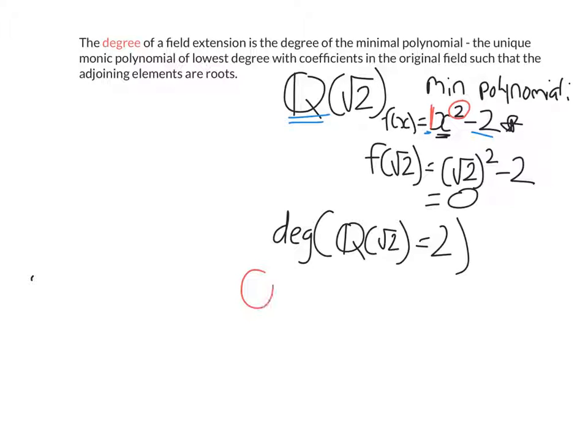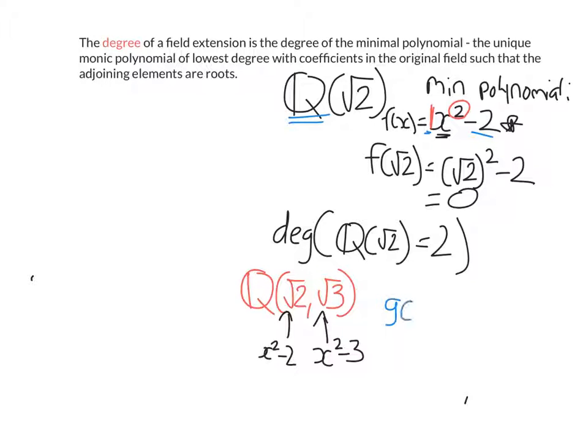This time we're going to take Q and adjoin to it two elements, √2 and √3. Note neither of those is rational. We know that the minimal polynomial of √2 is x² − 2. We just showed that. By similar logic, the minimal polynomial of √3 will be x² − 3. So the minimal polynomial of this one, this time I'll call it g(x), we can just multiply these together: (x² − 2)(x² − 3).